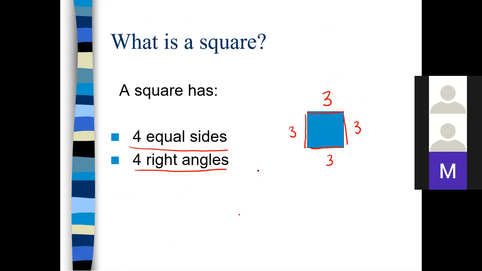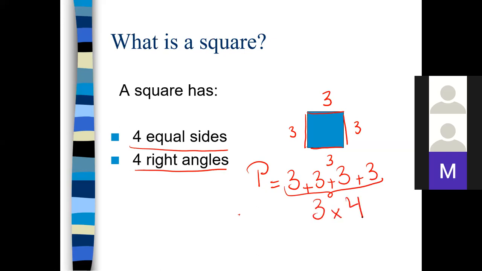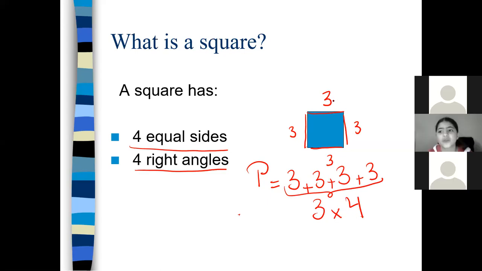Let's find the parameter of this square. Let's add 3 plus 3 plus 3 plus 3. Instead of adding the 3 4 times, what shall I do? 3 times 4. Bravo. So from now on, we will not add this number 4 times. We will multiply it by 4. Okay?